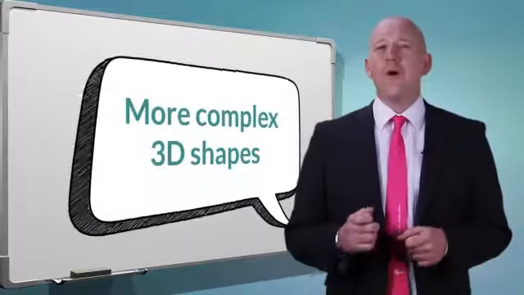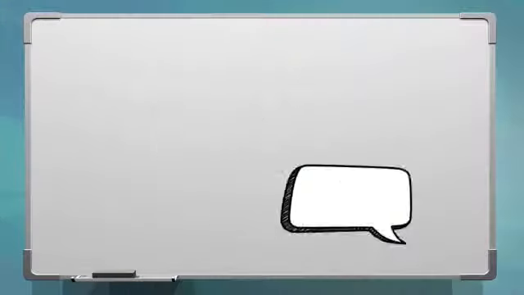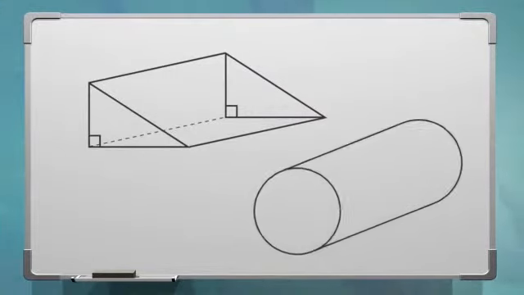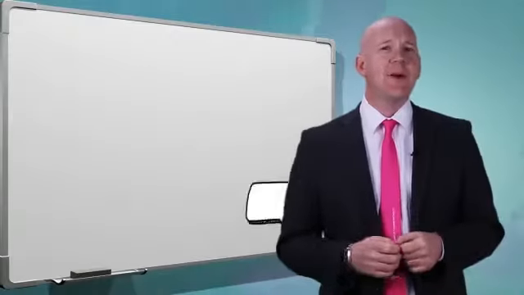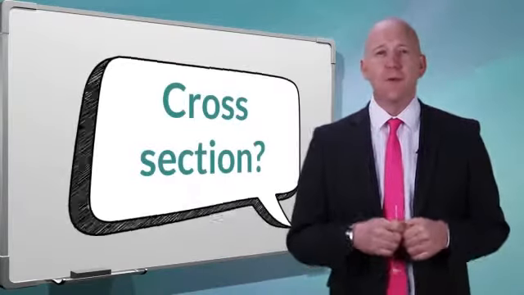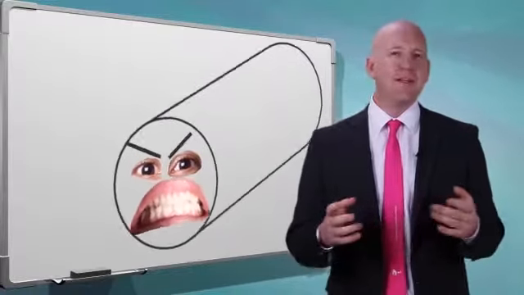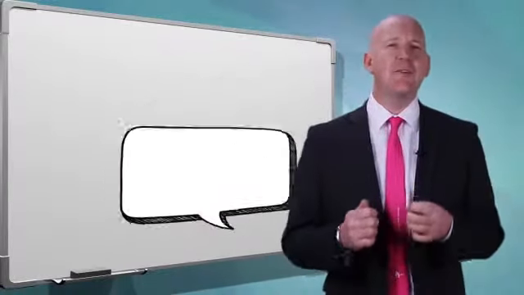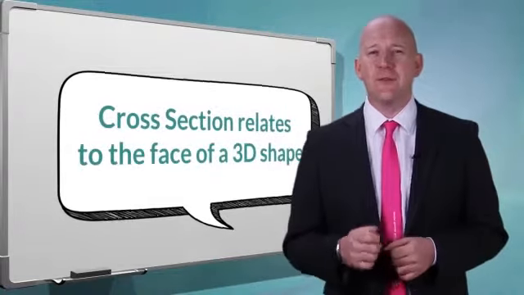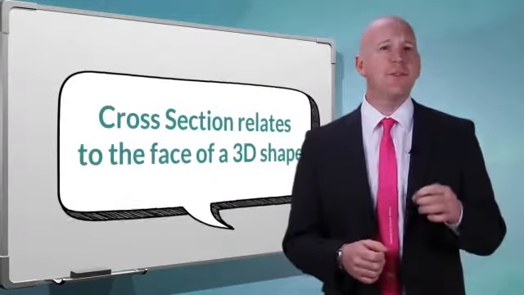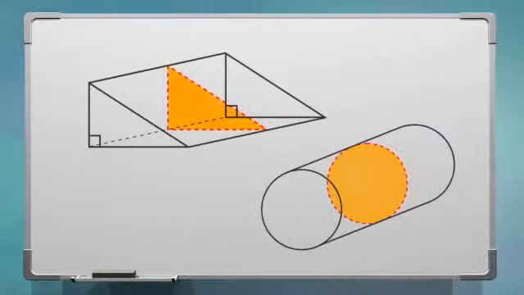What if you have more complex 3D shapes, such as a triangular prism or a cylinder? If I asked you what a cross-section was, would you respond by saying it's a section that is very angry? Hopefully not. Actually, a cross-section relates to a face of a 3D shape. For our 2 shapes displayed, these are the cross-sections. Our first step for finding the volumes of these shapes is to find the areas of these cross-sections.